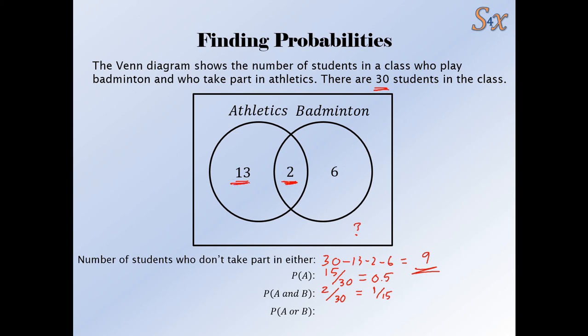So probability of A or B, that's everyone who does athletics or badminton. So it's these people, and these people. If we add those up, that's 21. 13 plus 2 plus 6. It's 21 out of 30. So there's a 21 in 30 chance that if you pick a random person, they would do athletics or badminton or both. And that simplifies to 0.7. Okay, and that's all the probabilities I've got for that example.